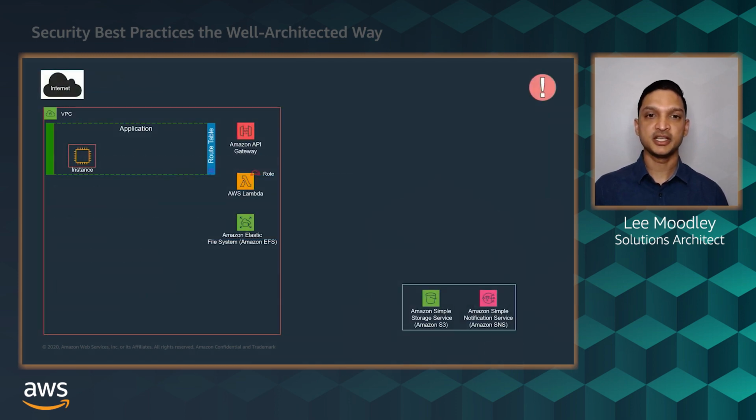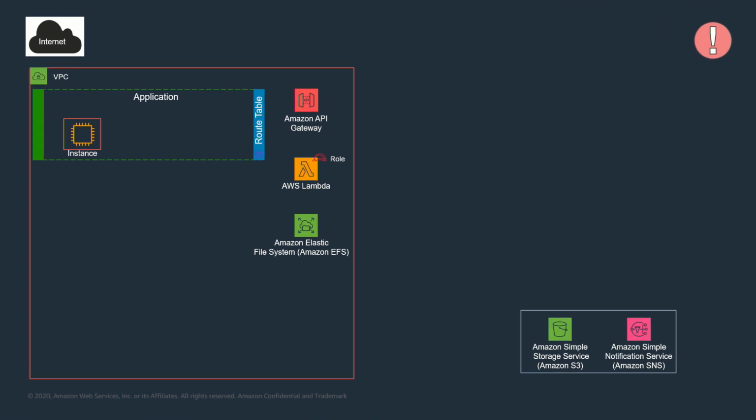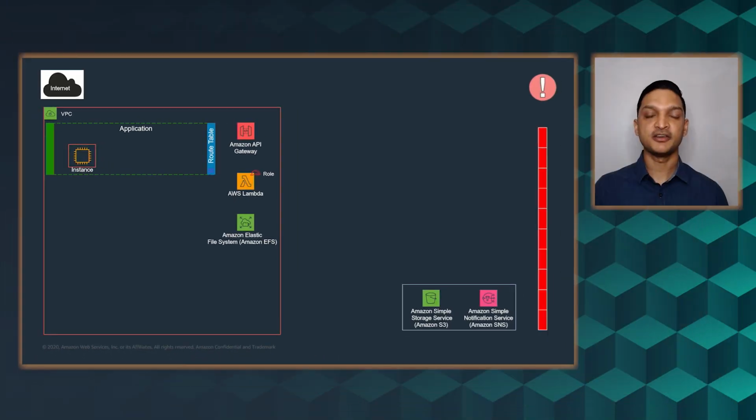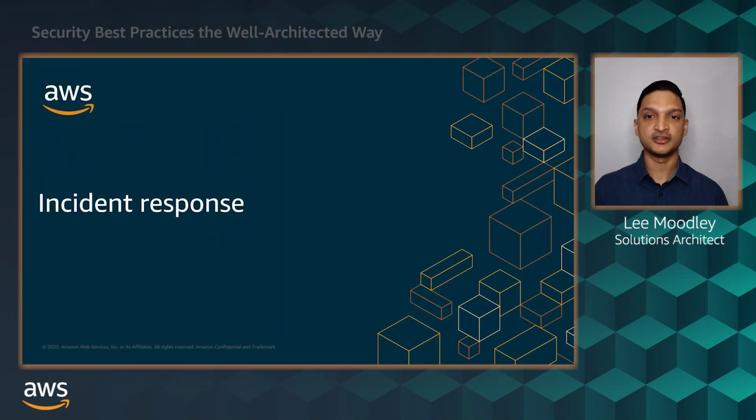During the course of this presentation, we'll reference this architecture as a simple WordPress site on an EC2 instance with Lambda for additional compute, EFS and S3 for storage and static content, and SNS for notification services. As you can see, we've already rated this architecture against the well-architected framework, and we've got a lot of high-risk indicators that need to be taken into consideration. Our first stop is incident response.